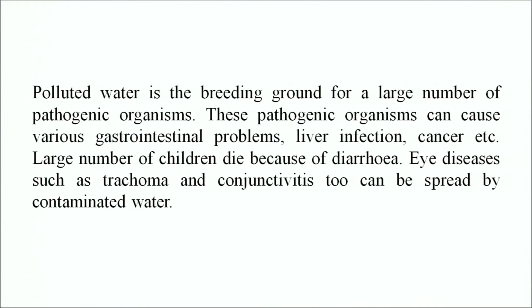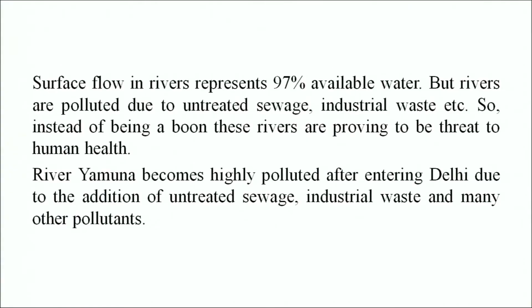Polluted water is the breeding ground for a large number of pathogenic organisms. These pathogenic organisms can cause various gastrointestinal problems, liver infection, cancer, etc. A large number of children die because of diarrhea. Eye diseases such as trachoma and conjunctivitis too can be spread by contaminated water. Surface flow in rivers represents 97% of available water, but rivers are polluted due to untreated sewage, industrial waste, etc. So, instead of being a boon, these rivers are proving to be a threat to human health.